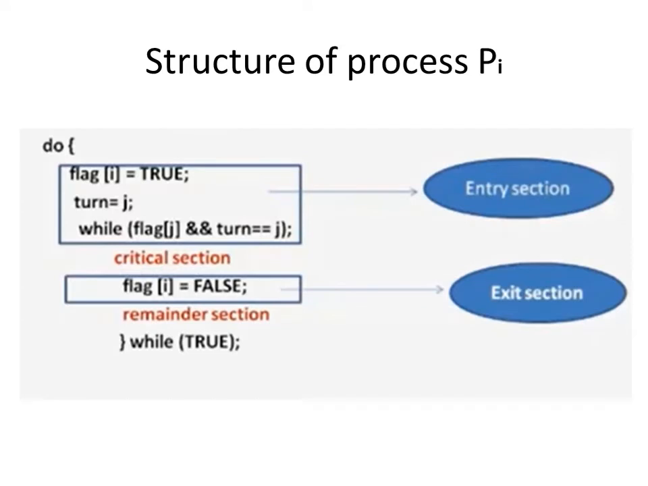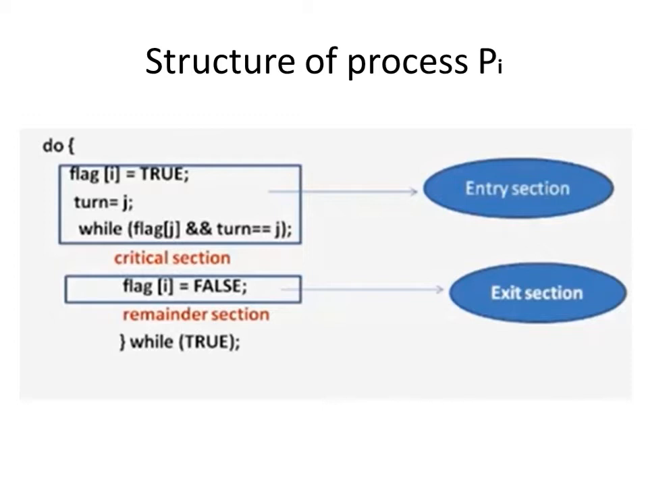And the next one, this is the structure of process Pi. Starting, do flag of i equal to true, turn equal to j, and the while statement. This is all the entry section. After the entry section come the critical section, and then the exit section and remainder section. First, while of true, in the sense it's always true.